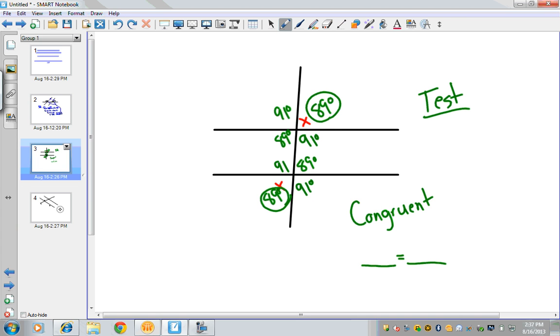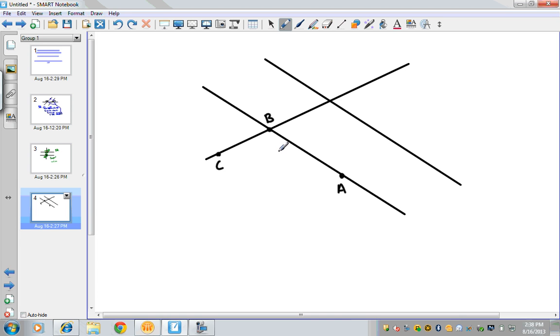All right, next one. Here we have once again another problem. And I put some labels on here. That's point C, that's point B, point A. And so what we're going to do is find the measure of angle CBA. So this angle here I'm going to say is 5x, and this angle here is going to be 5x plus 17.